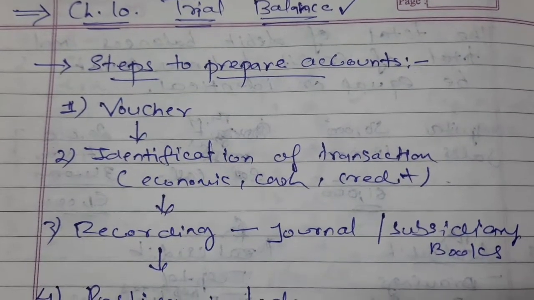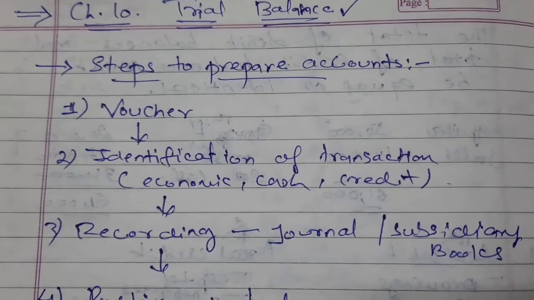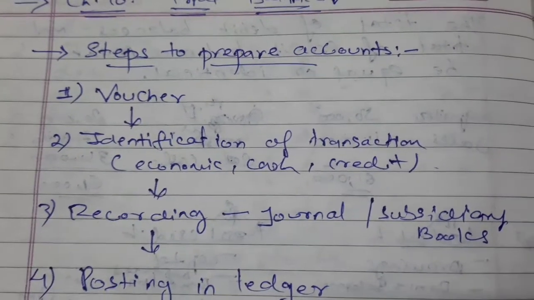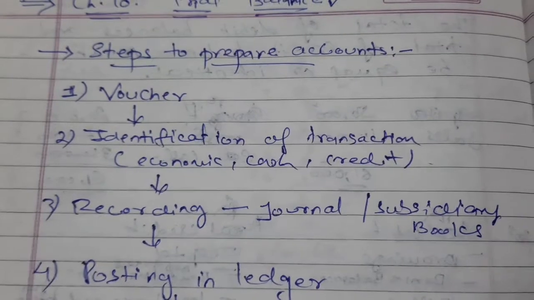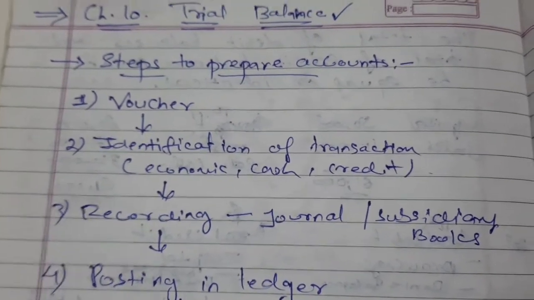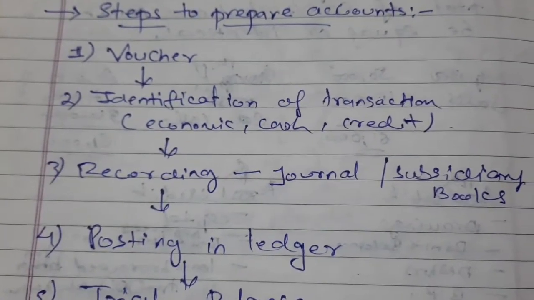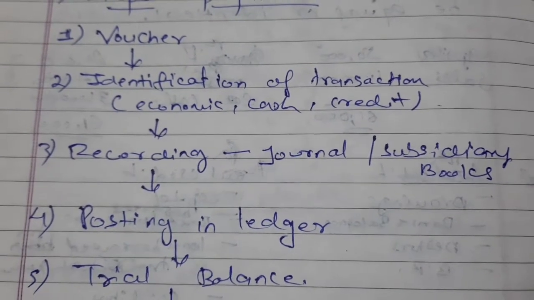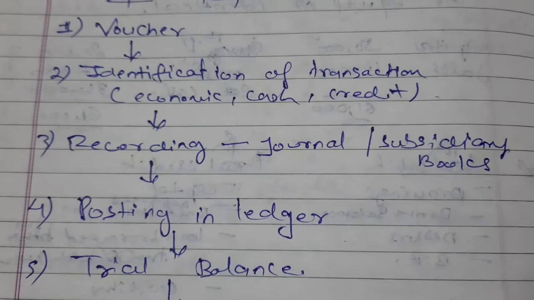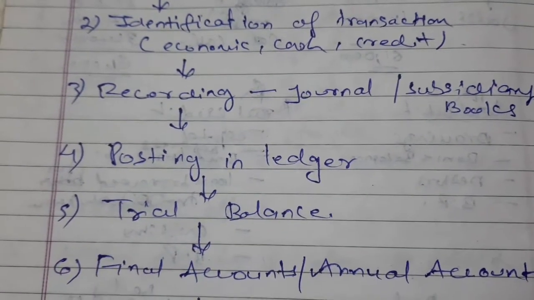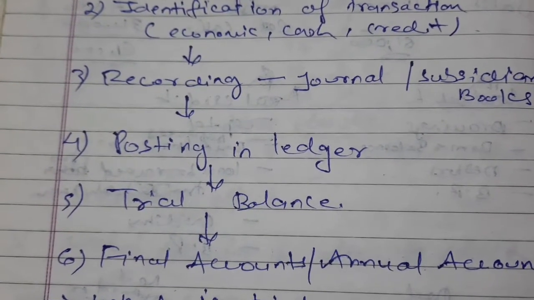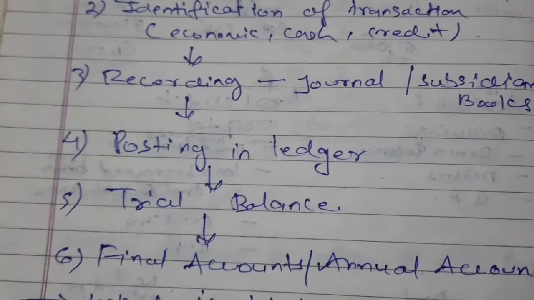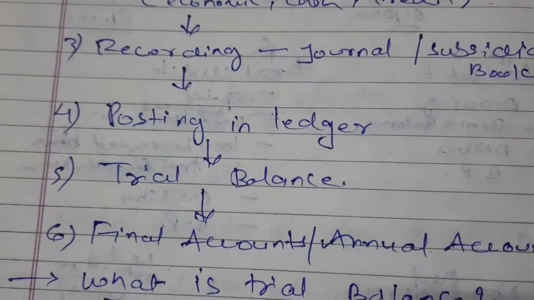Now, so far we have seen the steps to prepare accounts, which I have listed as follows. First is voucher, second is identification of transaction, wherein we identify whether it is a cash transaction or credit transaction. Afterwards, we record the transactions in journal and subsidiary books, and then in the last chapter, we learned how to post the transactions in ledger. After that, the fifth step is to prepare trial balance.